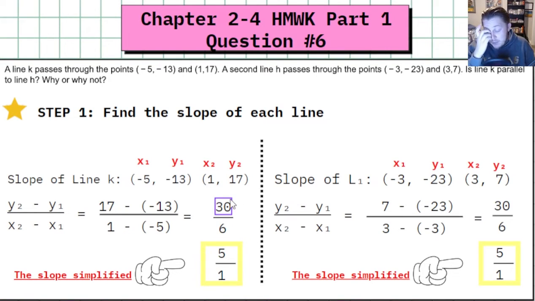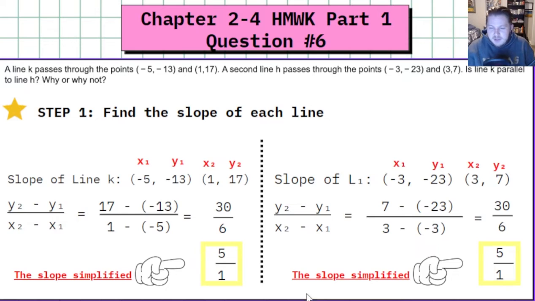Now, something that you just did on your warm-up before you saw this video talked about reducing fractions, right? Both of these numbers are divisible by 6, so I can divide both the top and bottom by 6. 6 goes into 30 5 times. 6 goes into itself, obviously, just one time.